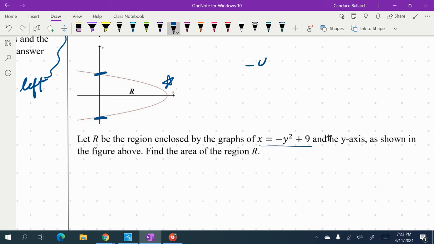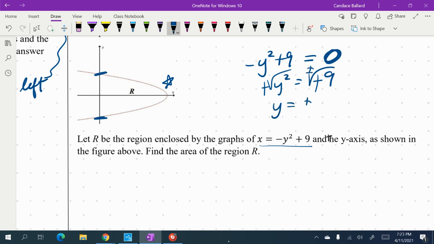To get those, I would just do negative y squared plus 9, set it equal to 0, because that's the x value on my y-axis there. I would subtract my 9 to the other side. I double negative, it's going to go positive. Then I'd take my square root, which would be plus minus. So y equals plus or minus 3. So this is negative 3, and that's positive 3. So I know when I'm integrating, I'm going from negative 3 to positive 3.